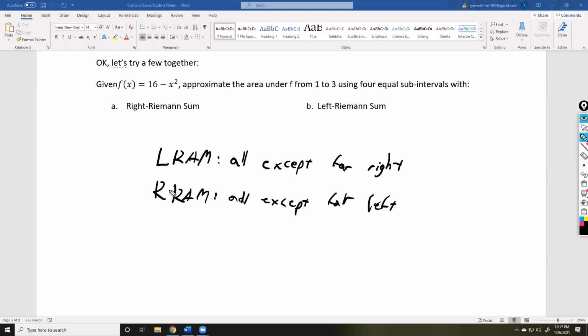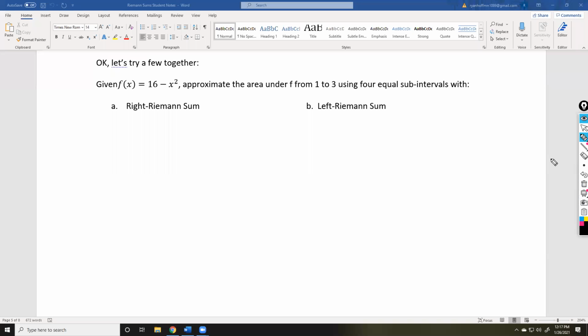So when we did LRAM, we picked 1, 1.5, 2, 2.5, but not 3, not the rightmost endpoint. When we did RRAM, we didn't pick 1. We started at 1.5 because we didn't want that leftmost endpoint. And then we went 1.5, 2, 2.5, 3. Now, there is another type of Riemann sum, type of way to draw these rectangles that can give an even better approximation.